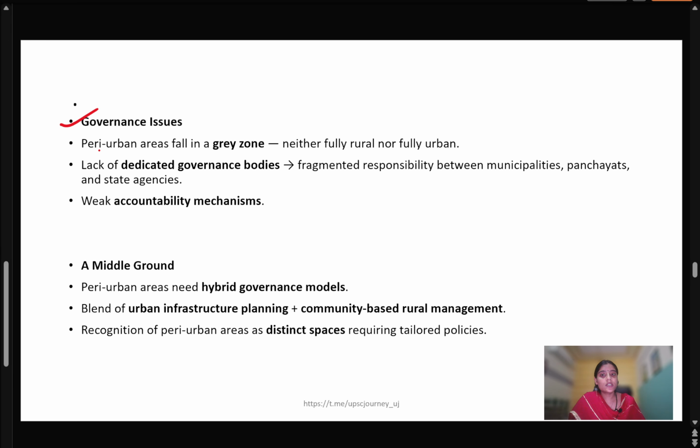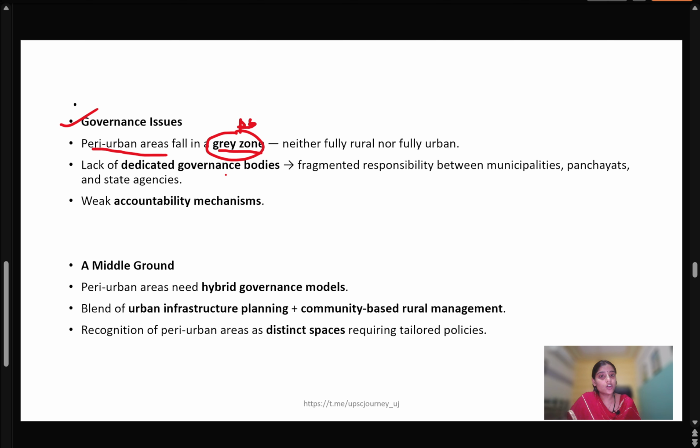Another is a governance issue, because peri-urban areas fall in a very gray zone. They are neither a part of the urban area nor fully a part of the rural area. So they are neither rural nor fully urban. They come into a gray zone, and that needs to be tackled very carefully.